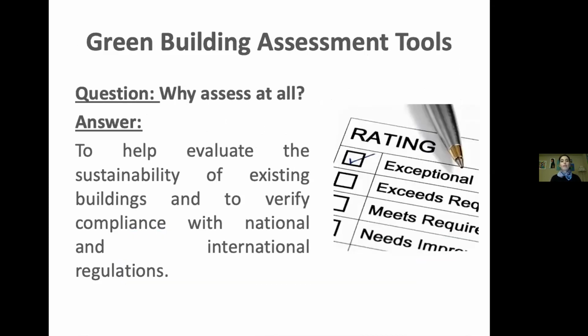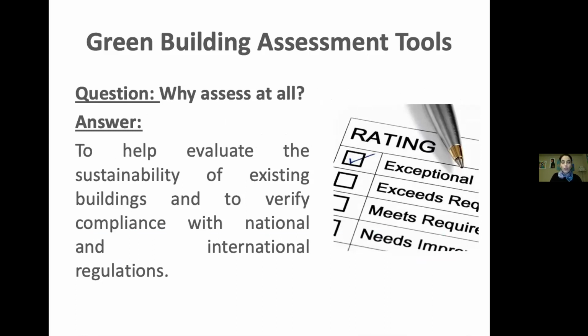So green building assessment tools exist because we need to evaluate the sustainability of existing buildings and verify they comply with national and international regulations. So not any designer can say their buildings are green.